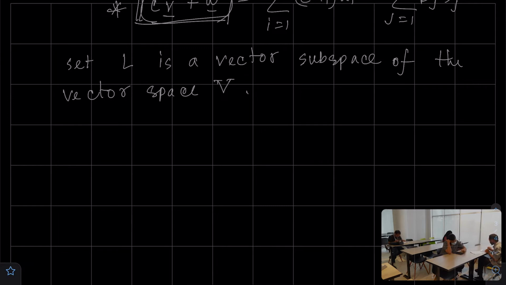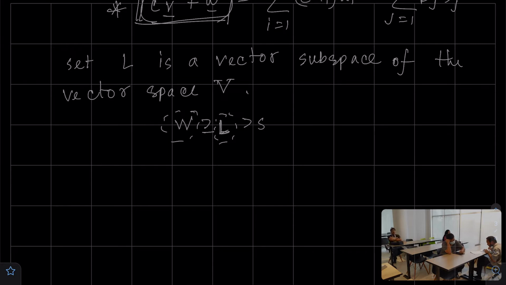So first thing, W contains L and L contains this set S, right? S is the set I started with. Then I construct this set L, taking all the linear combinations of the vectors of S, and this L will be a subset of the vector subspace W, right?